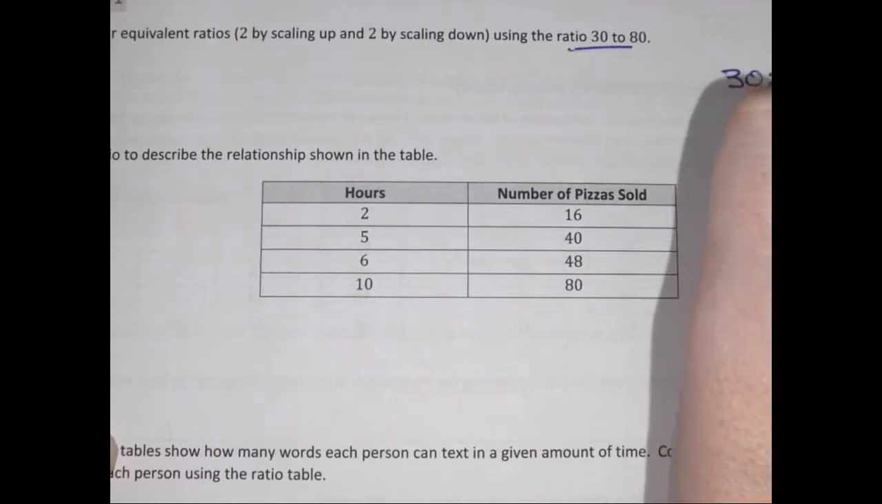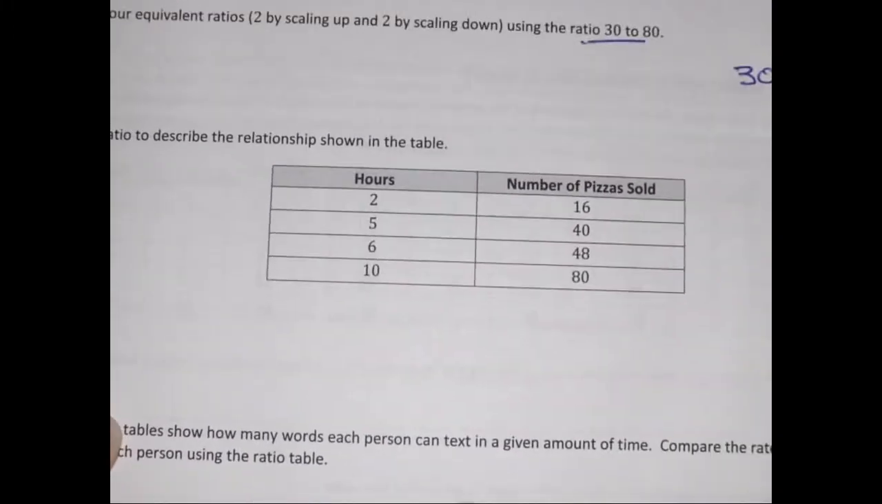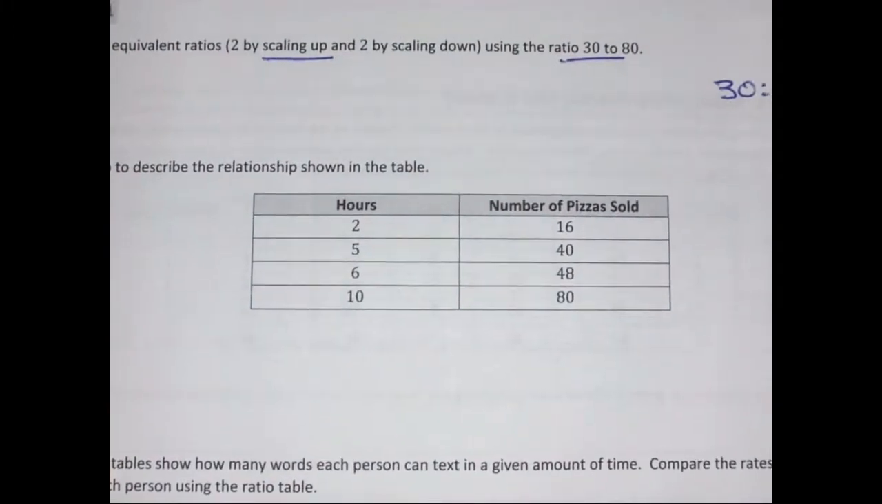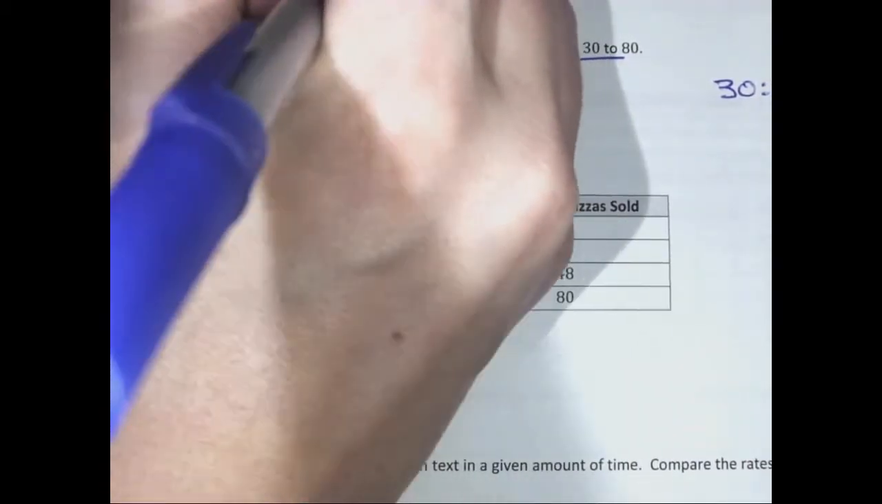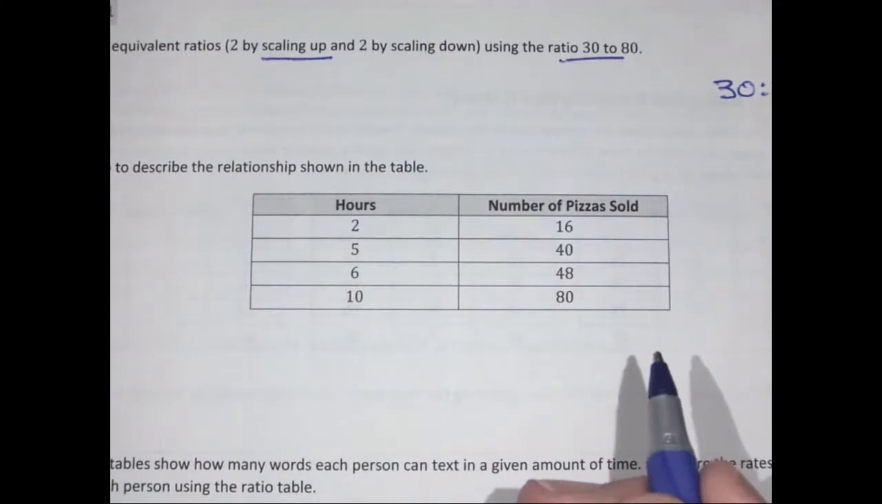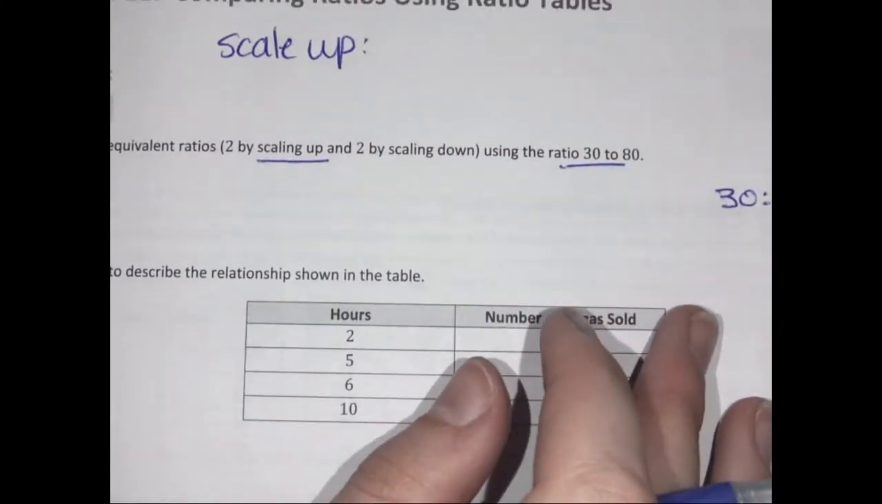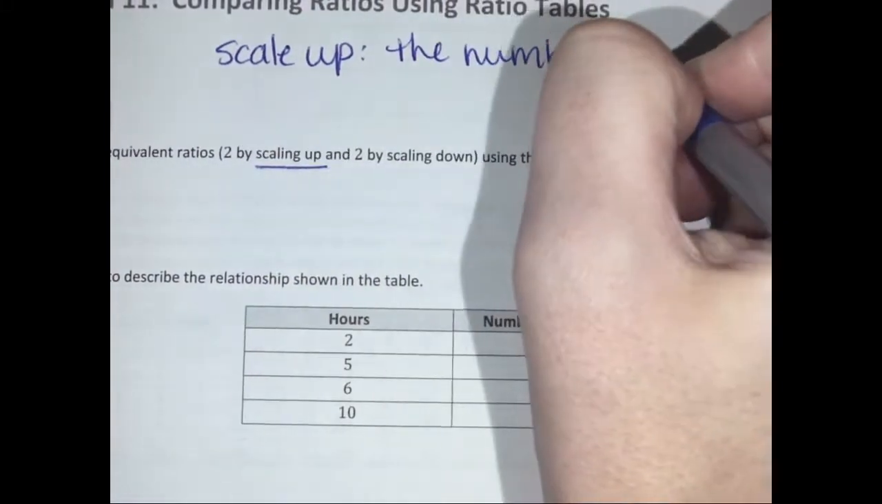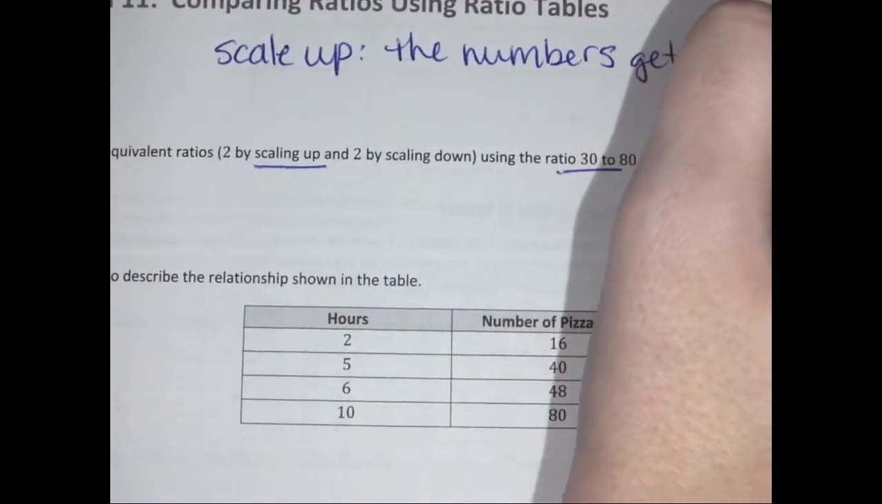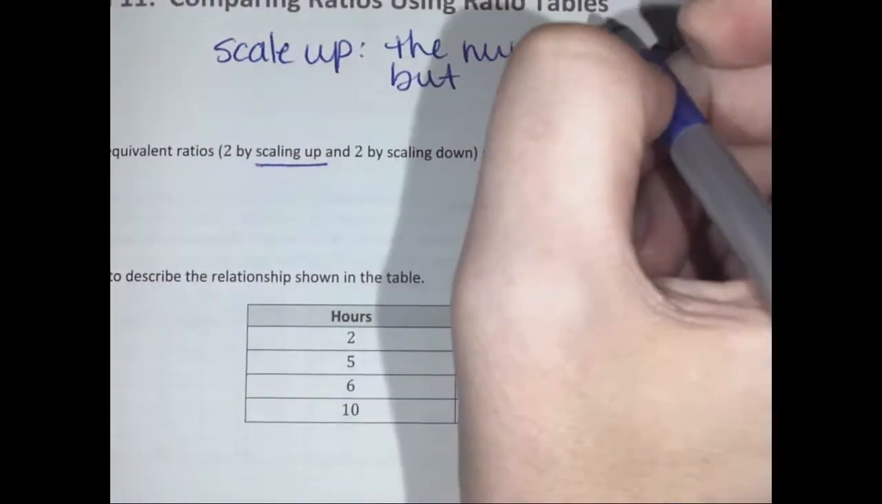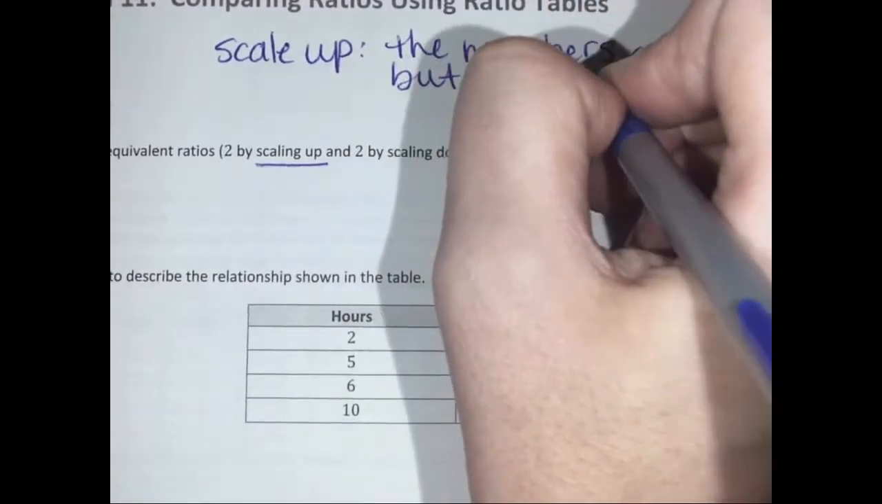30 to 80. What does scaling up mean? Kalia: It's like the numbers are larger, but it's the same value. Ooh, perfect definition. The numbers get larger, but they have the same value.